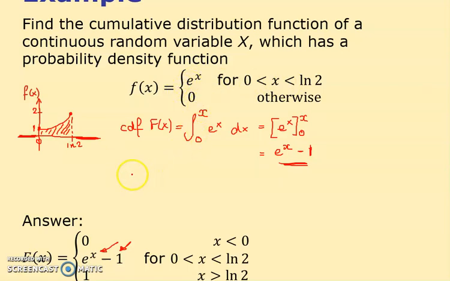So one thing I can say about the CDF, well, let's think about the e to the x graph minus 1, by the way. E to the x at a value of 0: if I put 0 in it, I get 1. So 1 minus 1 is 0. So at 0, it is 0. And if I put log 2 into that, e to the log 2 minus 1 is 2 minus 1, which is 1.